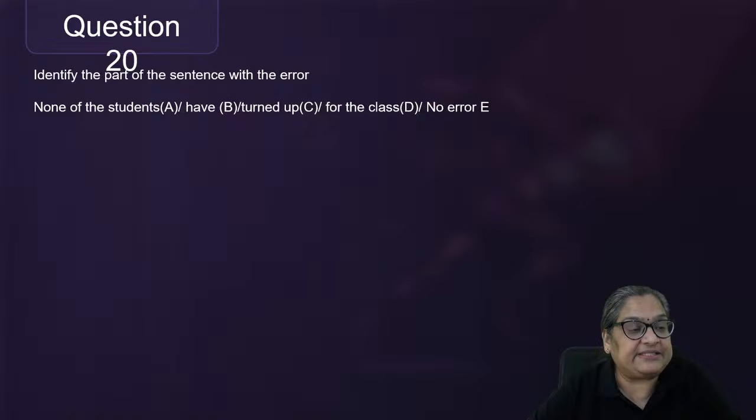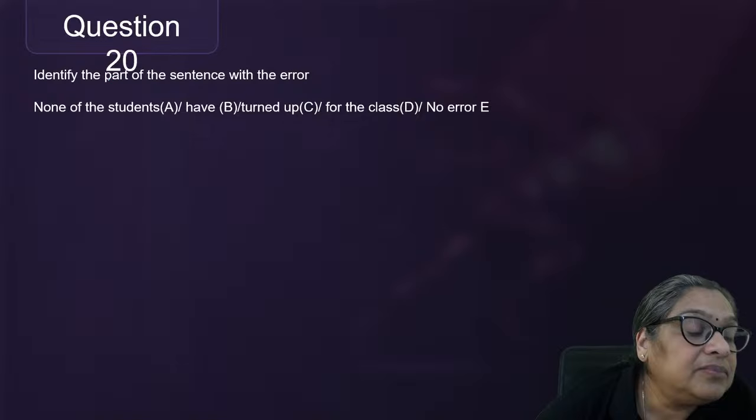Perfect. Excellent. None of the students have turned up for the class. Question 20. Please give me the question number. I'm taking a while to see this. Yeah, 19 we got it. Now 20. What's the correct answer for 20? None of the students have turned up for the class. I'm seeing A and E, two answers.